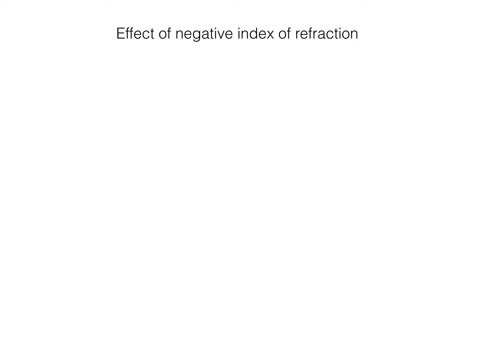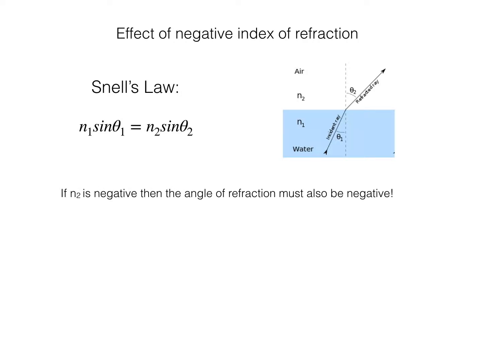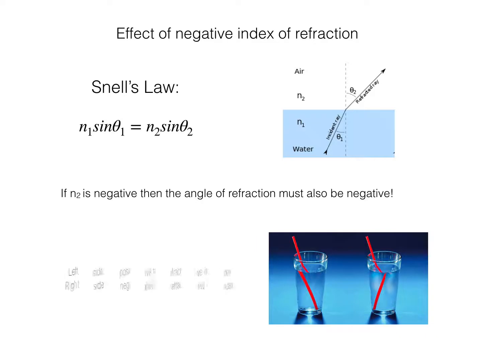What is the effect of negative index of refraction? According to Snell's law, n1 sin theta 1 equals n2 sin theta 2. If n2 is negative, then the angle of refraction must also be negative. Imagine what would happen if water had negative index of refraction. The glass on the right shows a hypothetical water with negative refractive index.